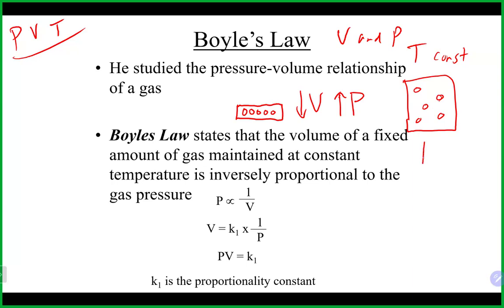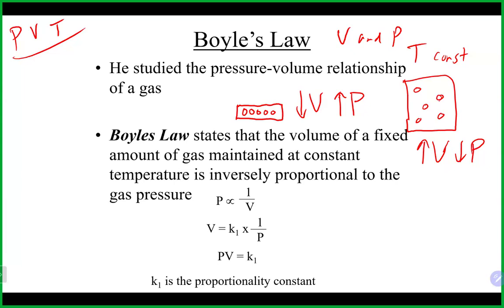And as the volume goes up, the collisions go down, and the pressure will also go down as a result of that. So, sort of an inverse relationship. Volume goes up, pressure goes down, and vice versa. Volume goes down, pressure goes up.